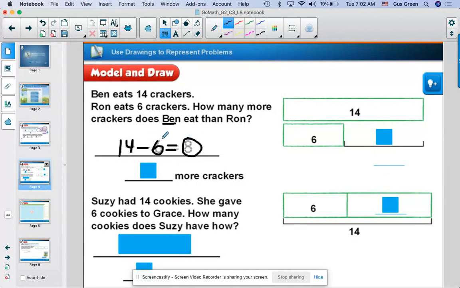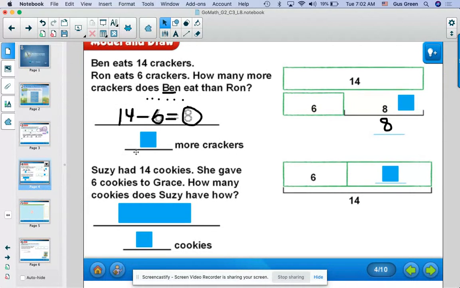If it was 1, 2, or 3, I'd count backwards. If it was something I could do with a related addition problem, I might think about it as 6 plus 8. But I would count backwards for this. I would put the 14 in my head and then count backwards. 13, 12, 11, 10, 9, and 8. And so the answer would be 8. Ben ate 8 more crackers than Ron.